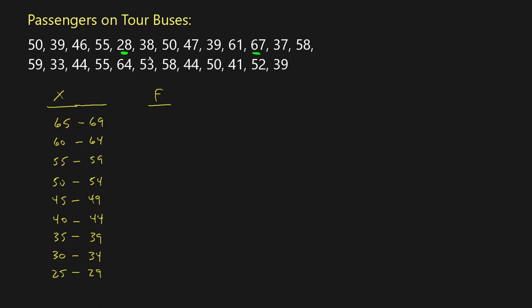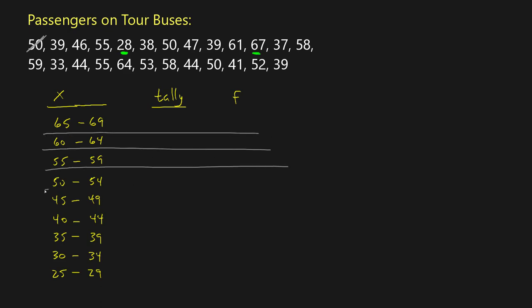All right, so I've got the data here now. So let's actually get rid of this. And I'm going to put in a column where I just do a tally, and then I will get to my frequencies. Okay, so what I mean by a tally, that's when I go through my values like 50 and I check right next to the 50s. Let's actually make some lines so this is a bit easier to see.